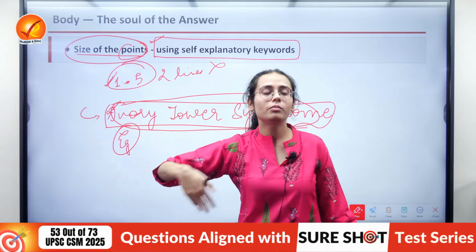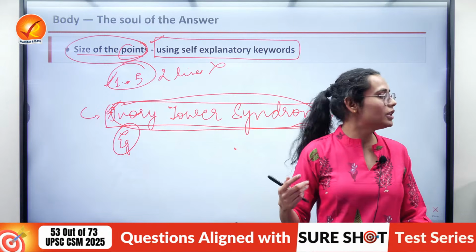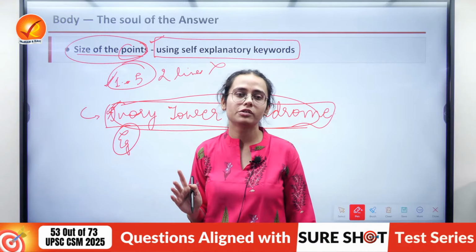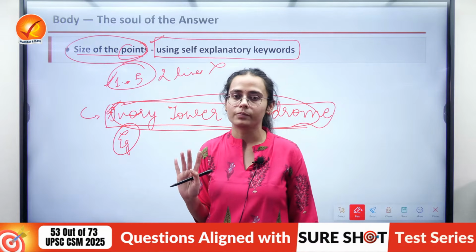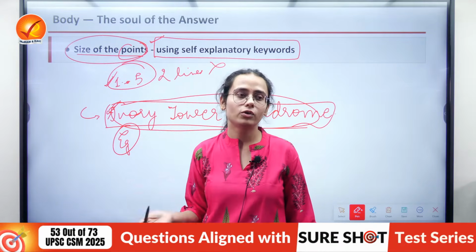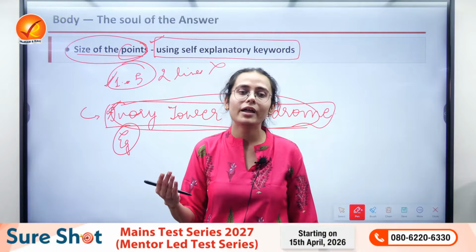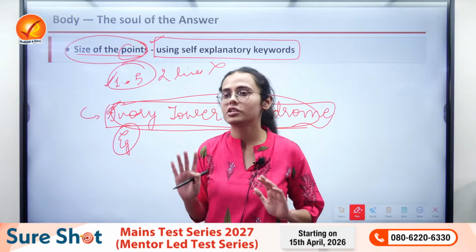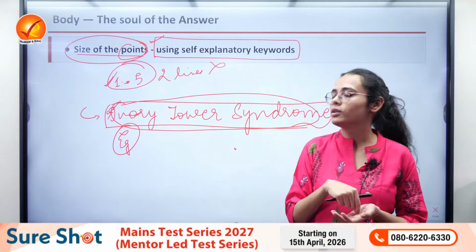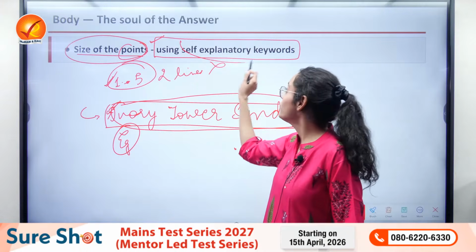Now, ivory tower syndrome must be known to the examiner. It's not a very alien concept. If you bring some different theory, let's say that theory is in your optional and you use that in your GS papers, do not expect marks from the examiner then. It will unnecessarily also show that you are arrogant enough, showing off your knowledge. Just use those theories, keywords and key phrases which should be known in general by aware, informed citizens. We cannot expect a common citizen to know them, but an aware or informed citizen should know about it. So those should be self-explanatory.